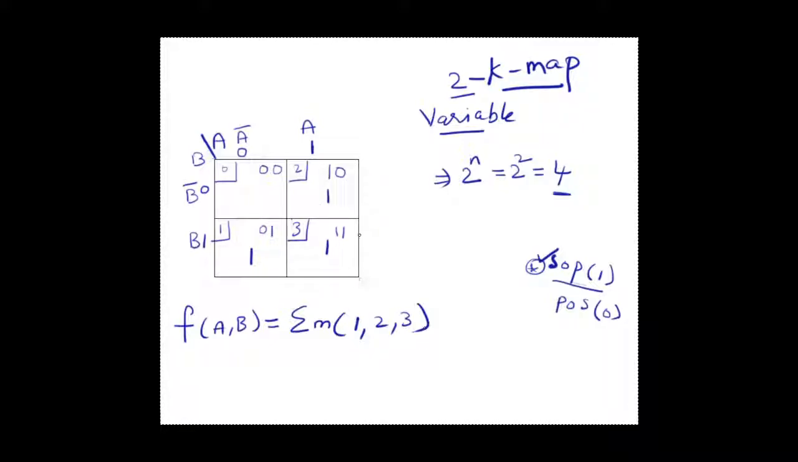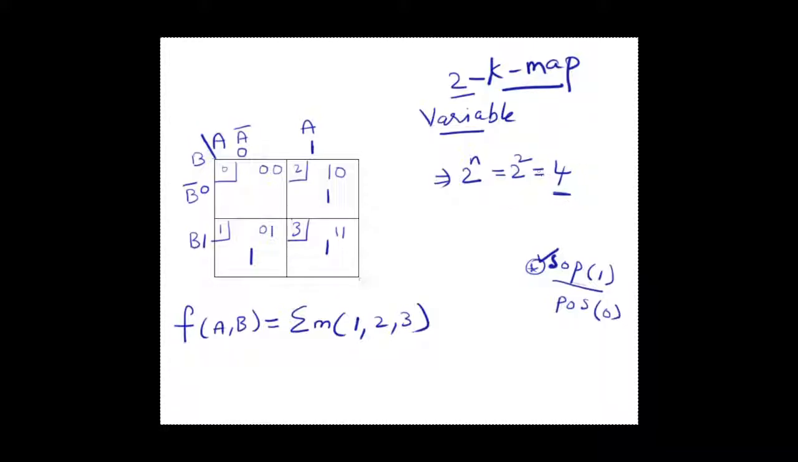Now I need to group them. At the time of grouping, we need to remember one thing: the total number of cells is 4, that is 2 power 2 for a 2 variable K-map. So the grouping can be done. First, we need to check for 4 ones. The maximum number of ones in this 2 variable K-map is 4. It can't exceed 4.